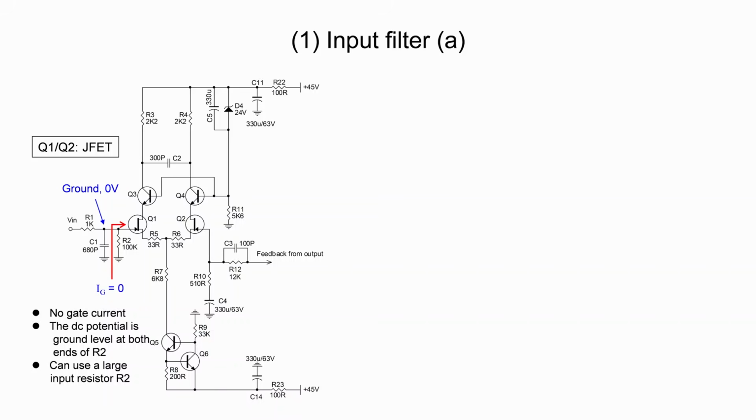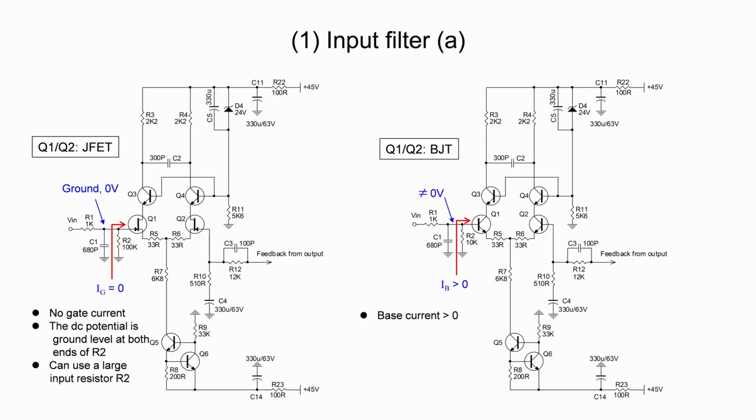As a result, we can use a large resistor for R2, 100 kilo ohms, which is also the input impedance of this power amplifier. If the JFET is now replaced by bipolar transistors, there will be a small amount of DC current flowing into the base of the transistor. There is a DC voltage drop across resistor R2. Therefore, the DC potential at the top of resistor R2 is slightly below ground level.